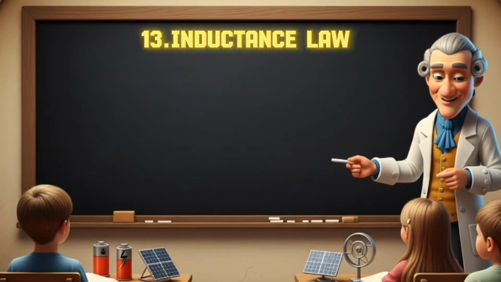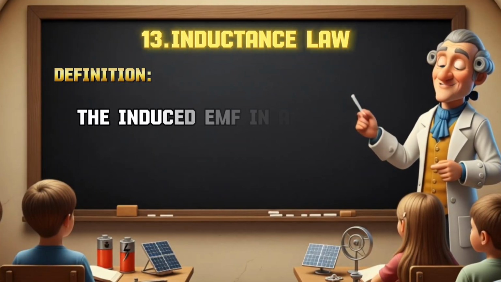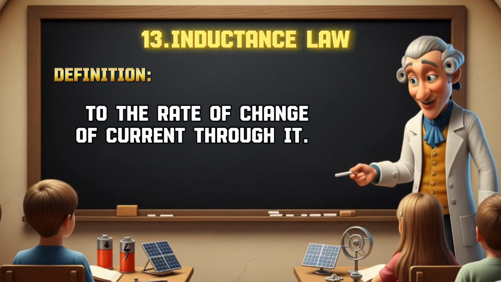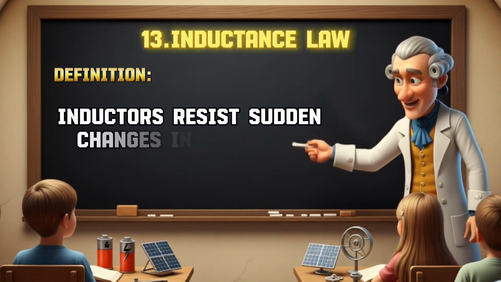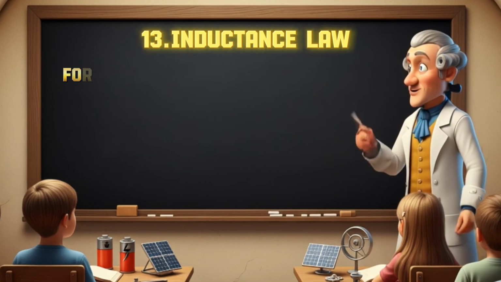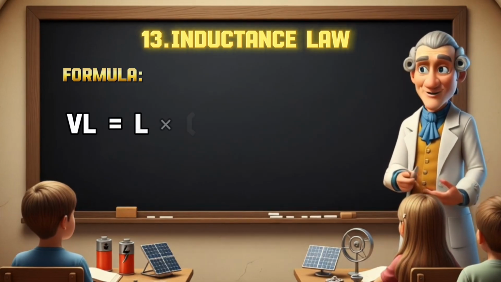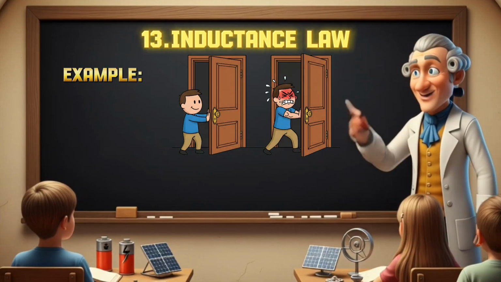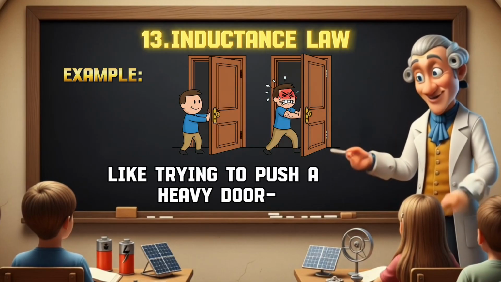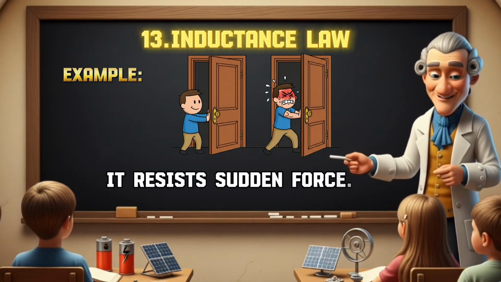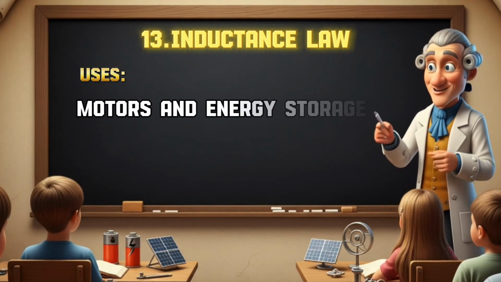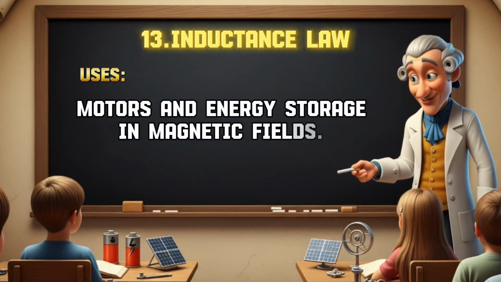Inductance law. Definition. The induced EMF in an inductor is proportional to the rate of change of current through it. Inductors resist sudden changes in current. Formula. VL equals L times dI/dt. Example. Like trying to push a heavy door, it resists sudden force. Uses. Used in transformers, motors, and energy storage in magnetic fields.